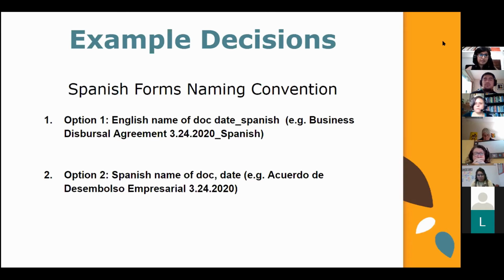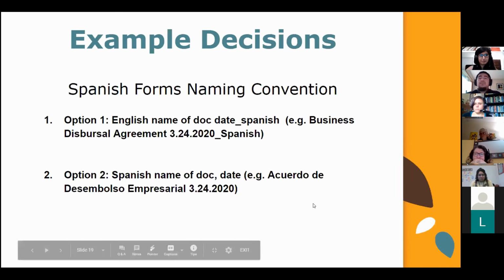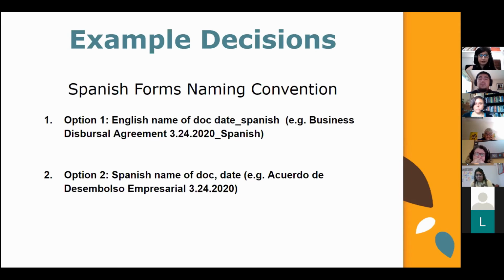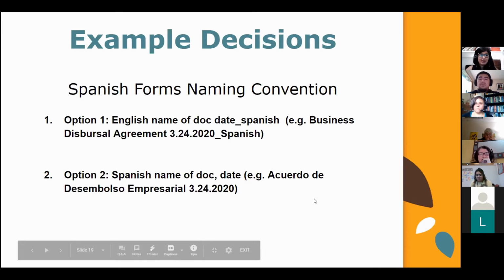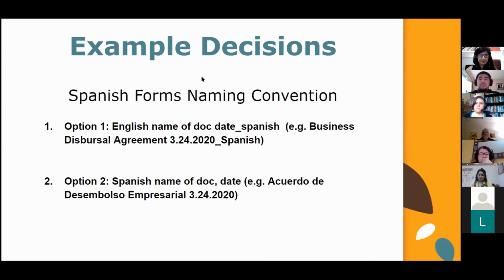So the question was, did we want to name the forms that were specifically for Spanish speaking savers, that needed to be in Spanish, in English, so it would be in this format with the English name and then the Spanish name, or did we just want the Spanish form to be named in Spanish altogether? We had a really, really good conversation, I feel, for this whole process. Again, we did go through those steps of using the filter.